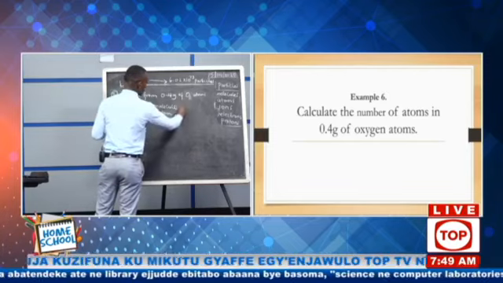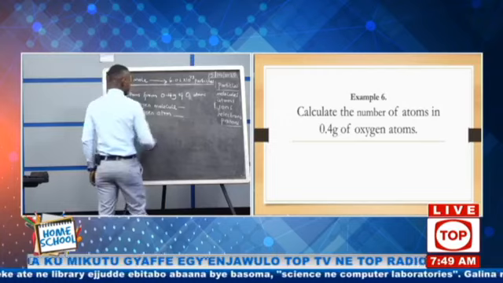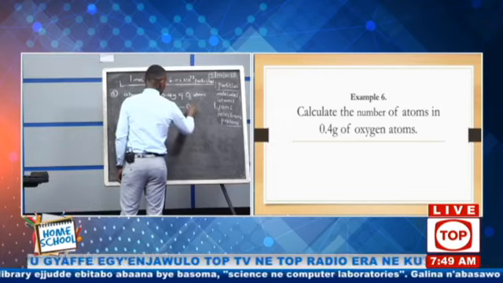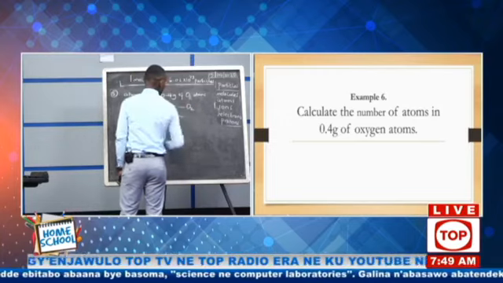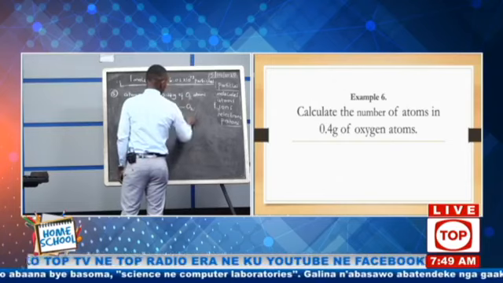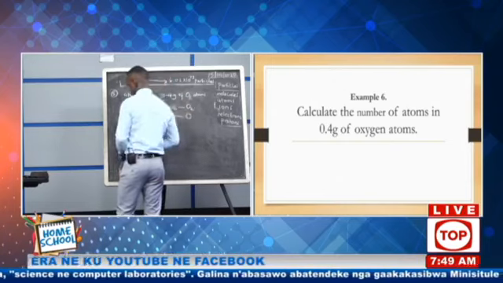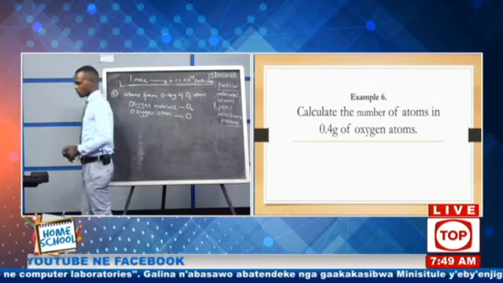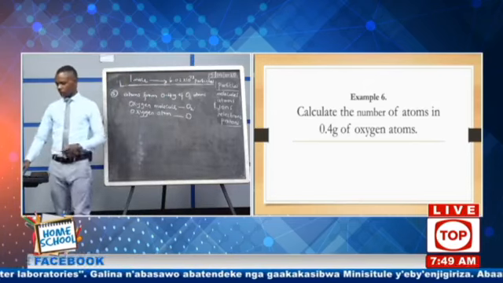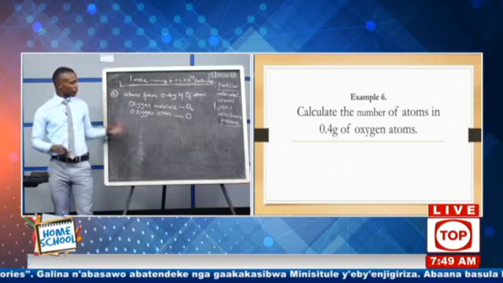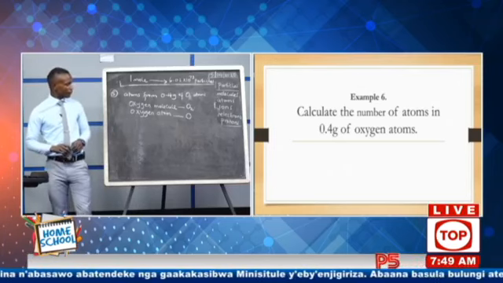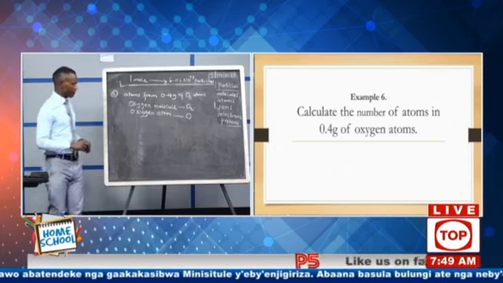Please take note of the two. Oxygen molecule is O2. Oxygen atom is just the O, capital O. Okay? So that is it. So don't confuse the two. Make sure you are able to distinguish them.